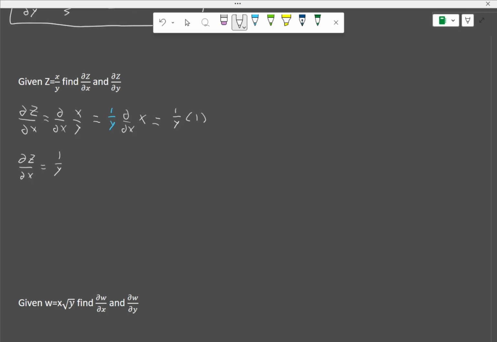for simplification. Now, because y is in the denominator, we can actually rewrite that and move it into the numerator as y to the negative 1.